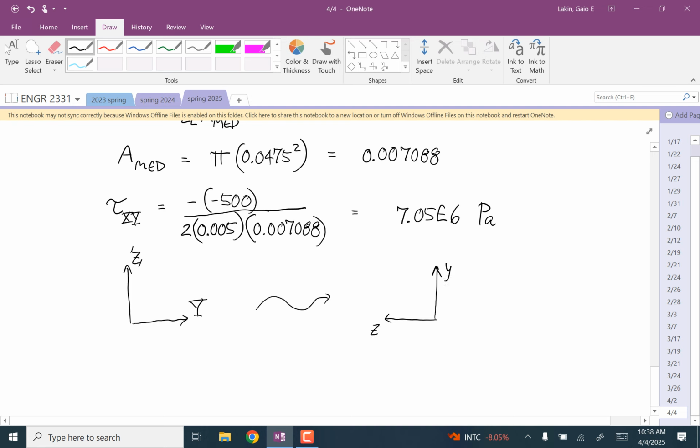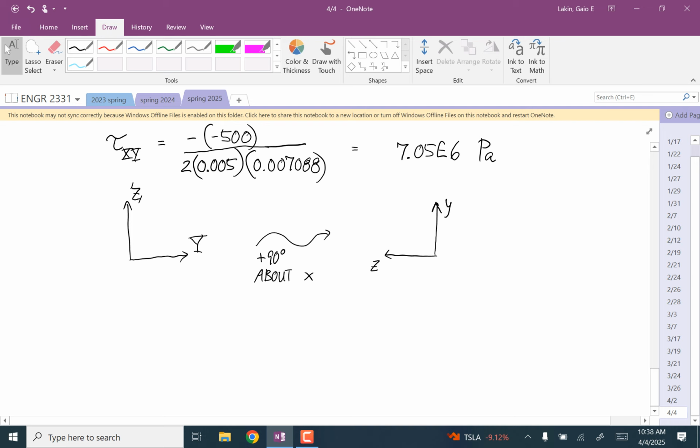And what kind of rotation is that? 90 degrees about x. Positive 90 degrees about x. And so the rotation matrix is, so we got 1, 0, 0, and then zeros down the first column.